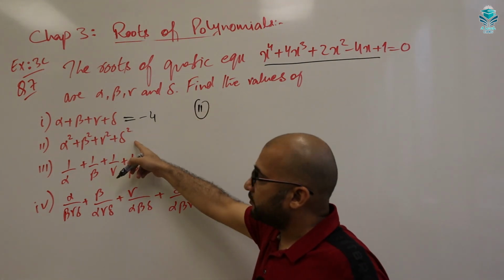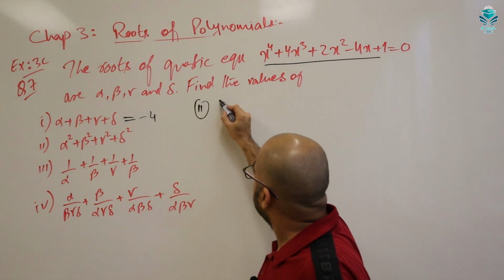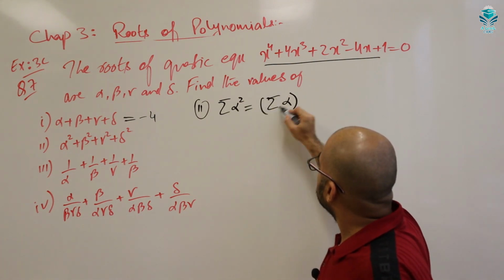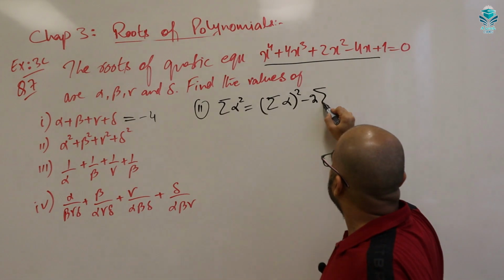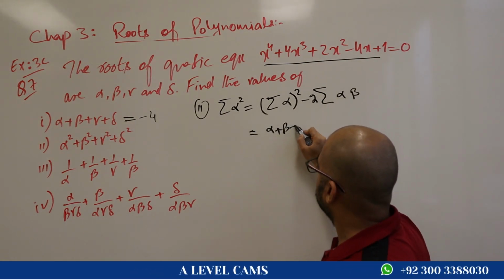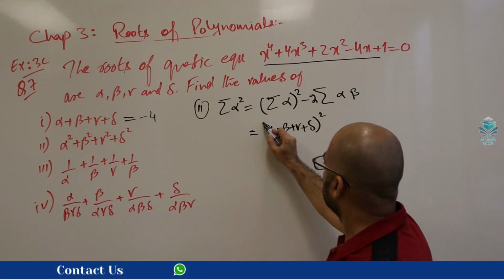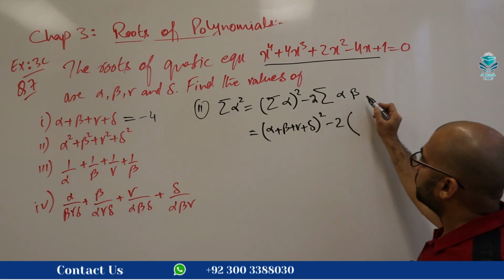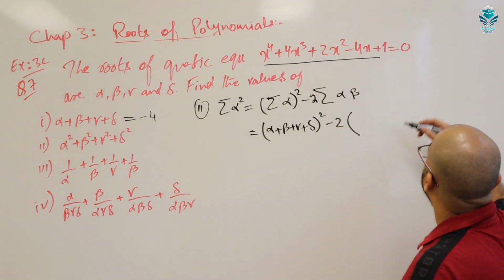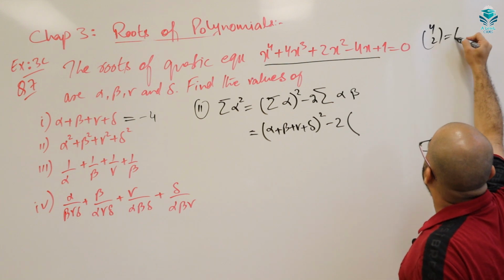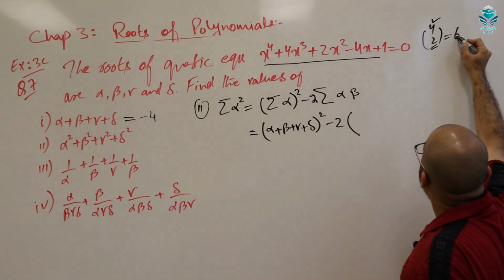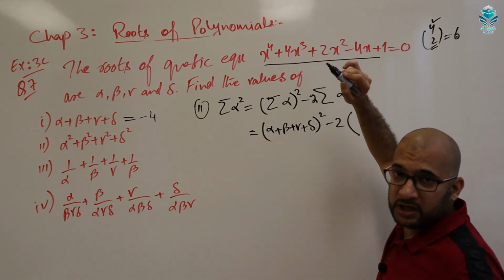For the second part we have to find the sum of squares of the roots. Means we have to find this, and it can be written as the square of the sum of the roots minus 2 times the sum of the products of two roots. You have four roots, and you have to make combinations of two. Means there are 4 total roots and you have to choose 2. So how many combinations you can make, they are 6.